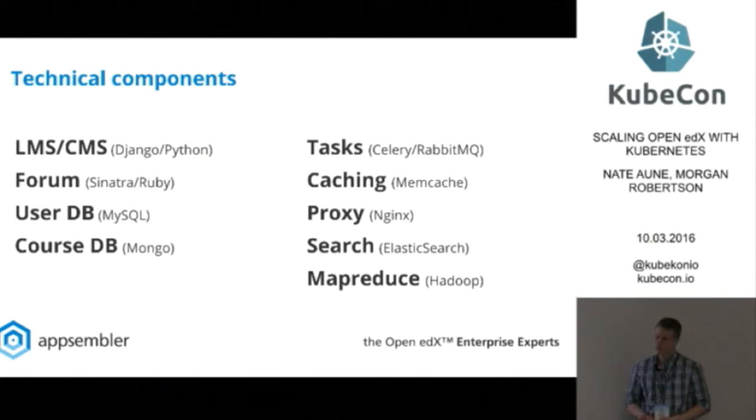And then aside from these core components, there are a lot of other services, such as Celery and RabbitMQ for running asynchronous tasks, Memcache, Nginx to provide the front-end web server, Elasticsearch, and Hadoop for processing data for performing data analytics.